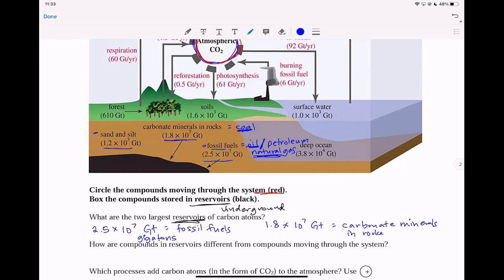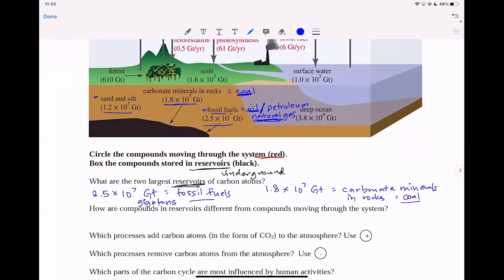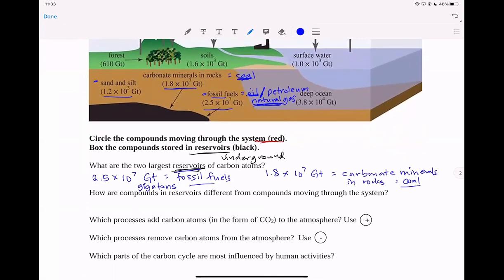That's generally going to be coal. So we're digging up all that. We're pumping up fossil fuels. We're digging up coal. Those are reservoirs that are meant to be stored, but we do use them.